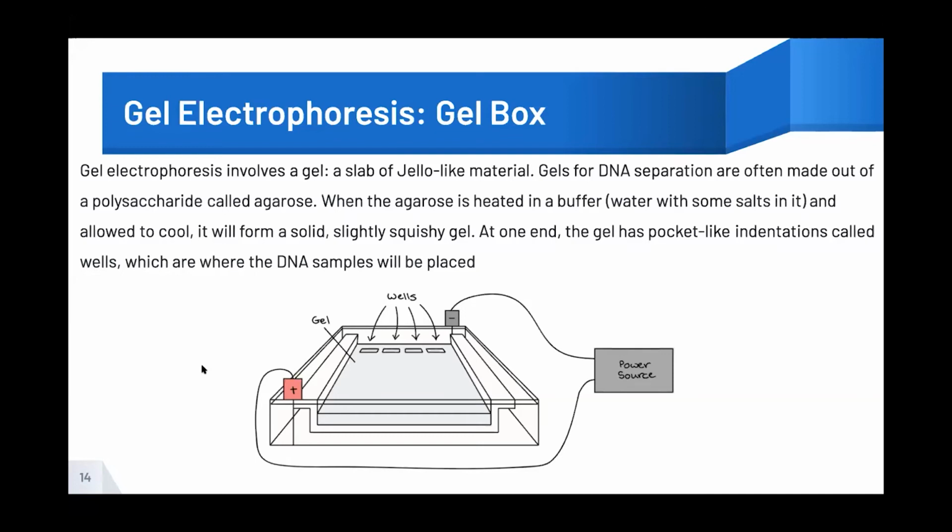In the image, we can see that there are pocket-like indentations called wells, which are where you will pipette the DNA samples into. And then at either end of the gel box, there is a power source, which creates the electric current so that DNA can travel from the negative end to the positive end.